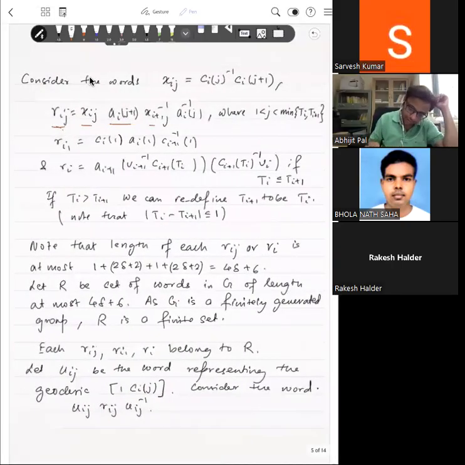So that part I have written here. Instead of 6, here it will be 10. The length of each Rij, and in the initial part, instead of j you will get some Ri, will also be of bounded length. So it will be at most 4 delta plus 10.